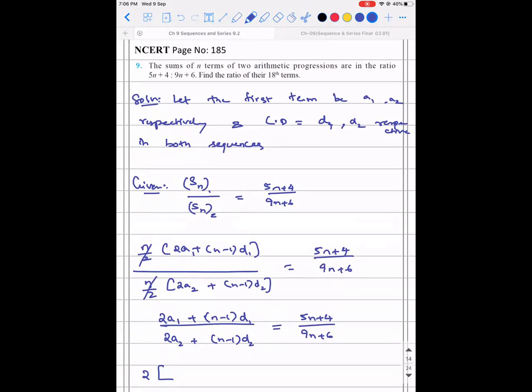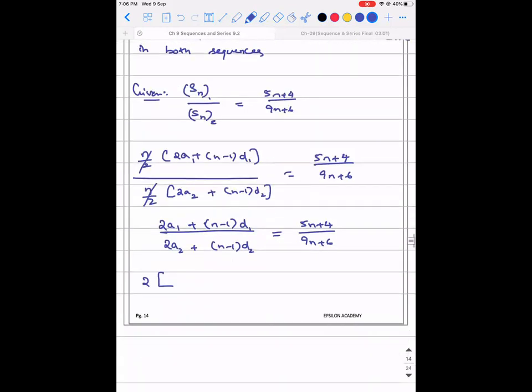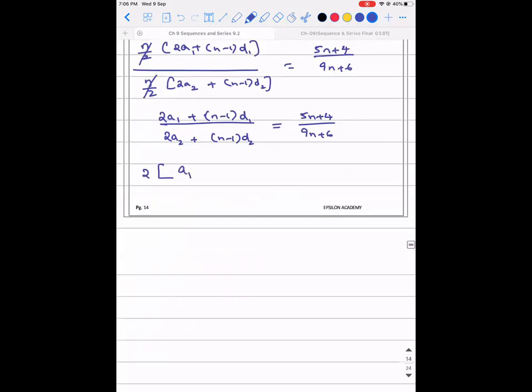They gave the ratio of nth terms. Here, what did they give? They gave the ratio of the sum of the n terms, and they're asking the ratio of the 18th terms. So (2a1 + (n minus 1)d1) divided by (2a2 + (n minus 1)d2) is 5n plus 4 divided by 9n plus 6. The 2 and 2 will get cancelled.